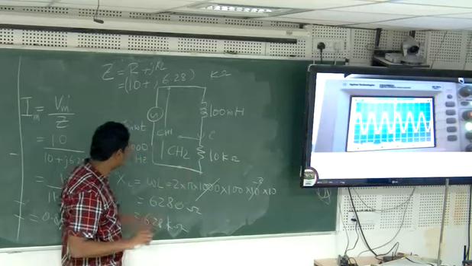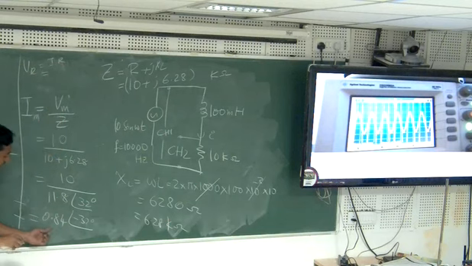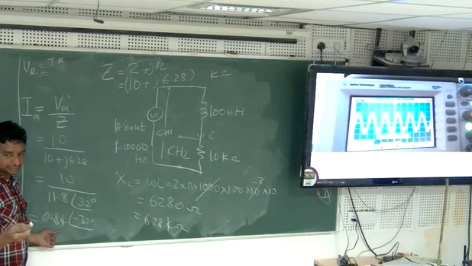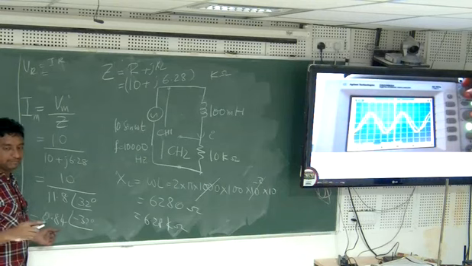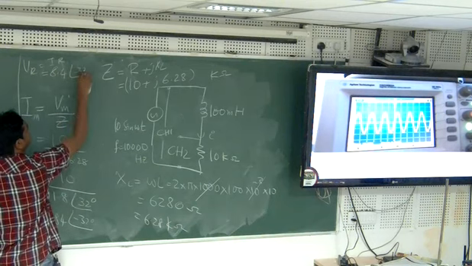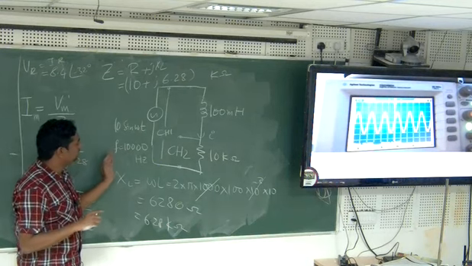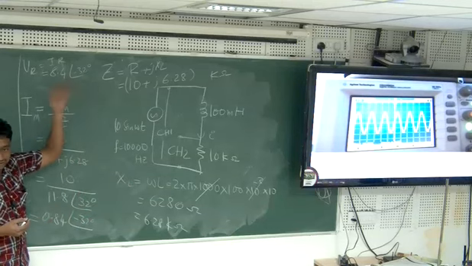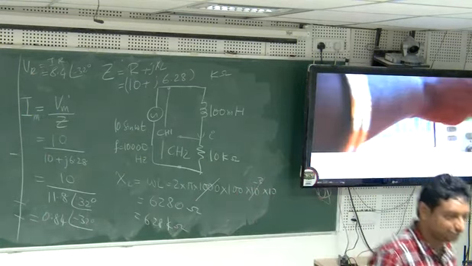So in that case, what is VR? VR is I into R. So I is 0.84 into 10 kilo, so the kilo and milli will cancel. 0.84 will become 8.4. So 8.4 at an angle of minus 32 degrees. So you will see channel 1 at peak 10 at an angle of 0 degrees, and channel 2 will be 8.4 volts at an angle of minus 32 degrees. That's what we have to verify now. Let's see how much we can verify it.